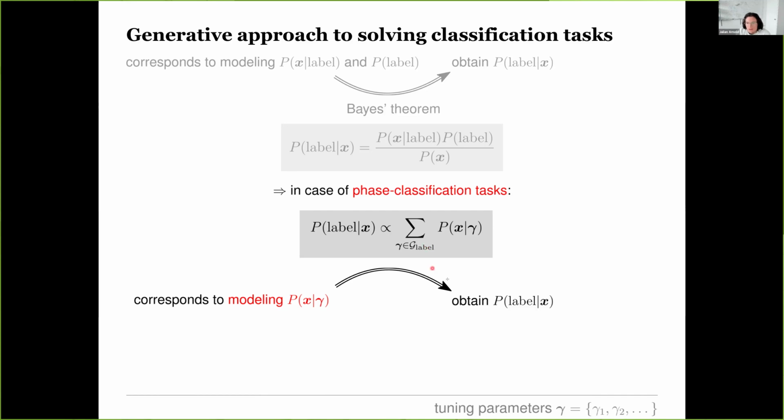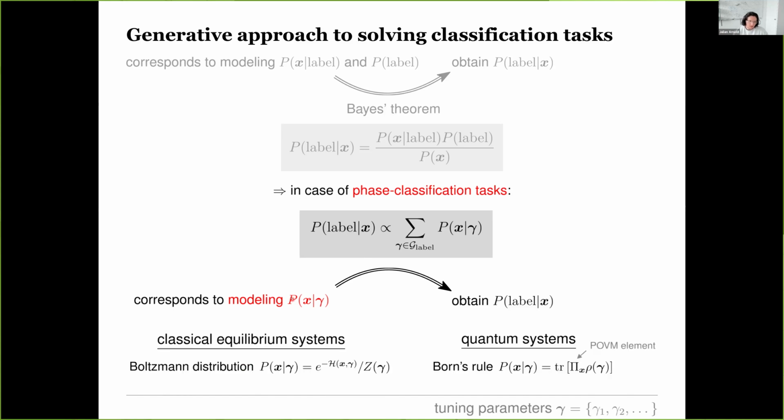So that means that in order to obtain the quantity we care about in the end, this probability distribution of the labels given X, our classifier, we just have to find a model for the probability distribution of X given gamma. And remember that this is the probability distribution that characterizes our measurement. So if we have a certain point in parameter space, this tells us how we generate samples from our system.